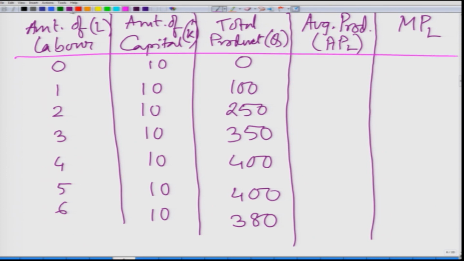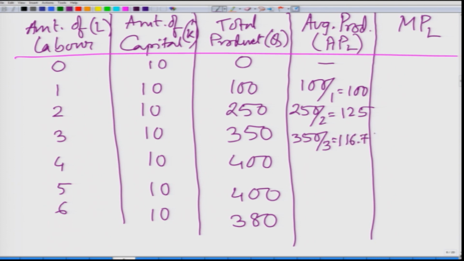Now, average product over here is 0 because 0 by 0 doesn't really make sense. With one unit of labor, average product is 100 by 1, which is 100. Over here 250 by 2 is 125, 350 by 3 is 116.7, 400 by 4 is 100, and so on: 80, and then something like 63.3.